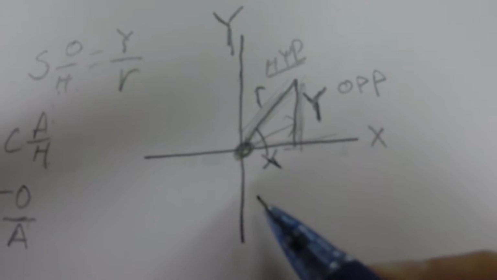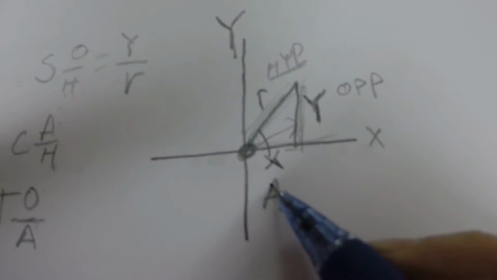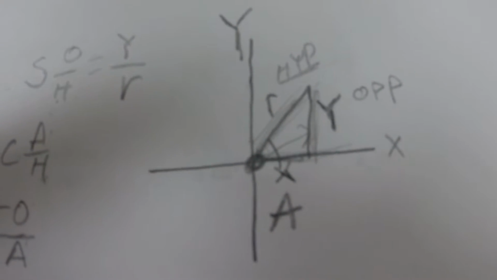All right, let's look at cosine theta. Cosine theta is adjacent over hypotenuse, which in our picture, adjacent is this guy. Remember, adjacent is just a fancy math way of saying next to. And r is the hypotenuse, so this is going to be x over r. Tell me say r, I want to say it like a pirate. Arr.